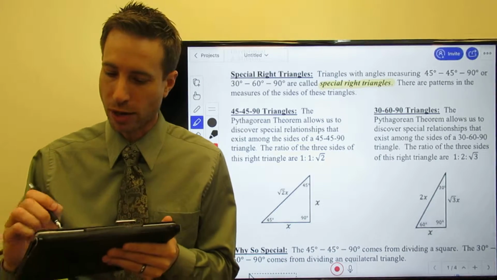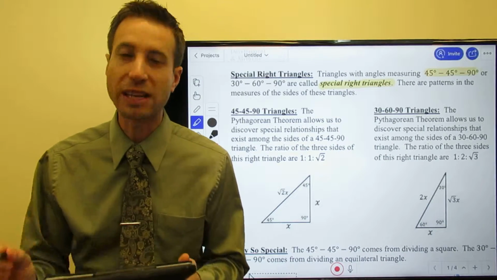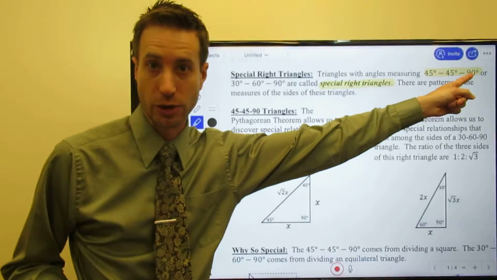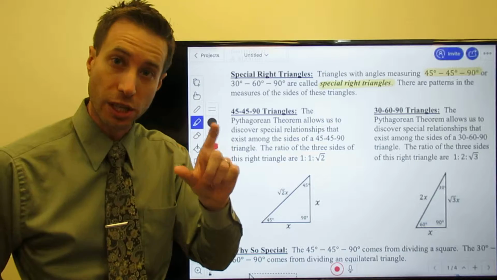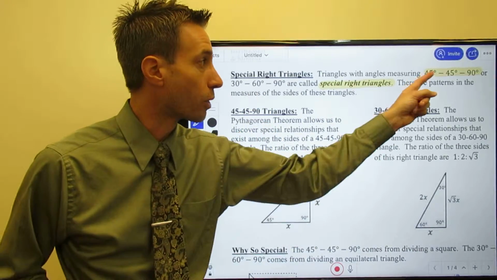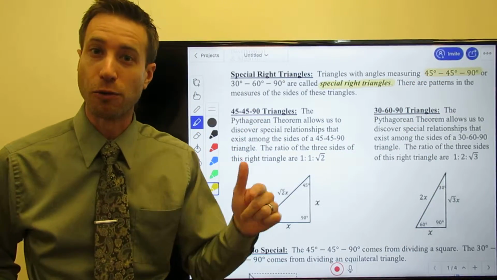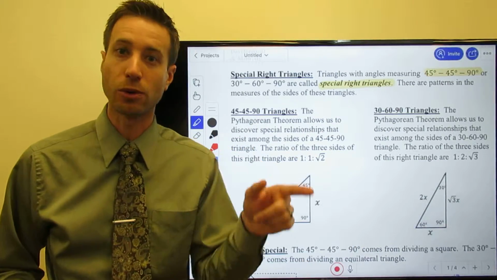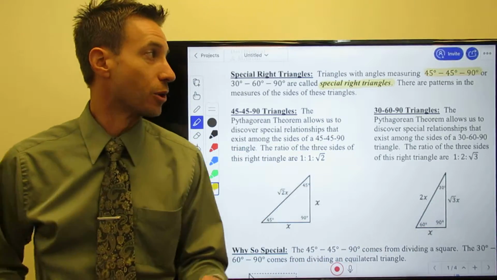These special right triangles are the 45, 45, 90. So that's going to be a right triangle, right? 90 degrees means a right triangle, where the other two acute angles are 45 degrees and 45 degrees. 45 plus 45 is 90, 90 plus 90 sums to 180. So I know it's a triangle, by the triangle sum theorem. So that's the first one.